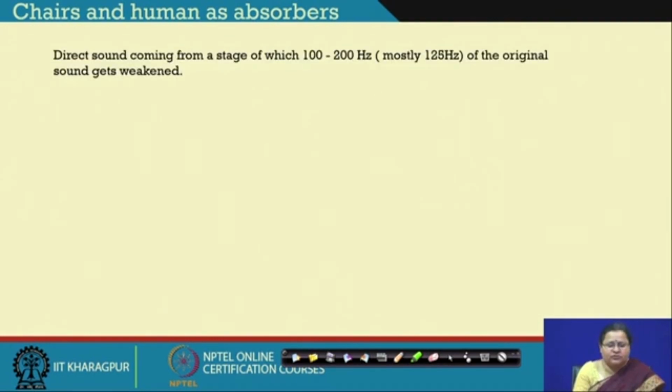Now, when chairs are arranged within an auditorium in a very particular fashion, it is seen that the direct sound coming from the stage, around 100 to 200 hertz, gets weakened. When someone is talking, performing, delivering a speech or music from the stage, around 100 to 200 hertz gets very much weakened. So, it is getting attenuated.